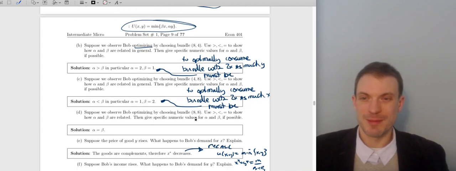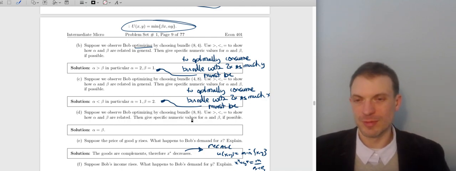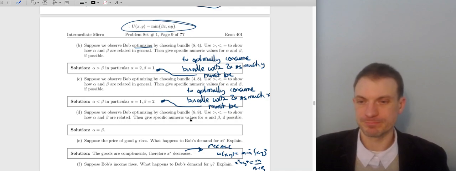Suppose we observe Bob optimizing by choosing the bundle in the middle. Well, alpha's got to be equal to beta to consume the same amount. So let's just say alpha equals beta, and they're both equal to 1. Then I consume bundle 8, 8, and my utility is just the minimum, which is 8.